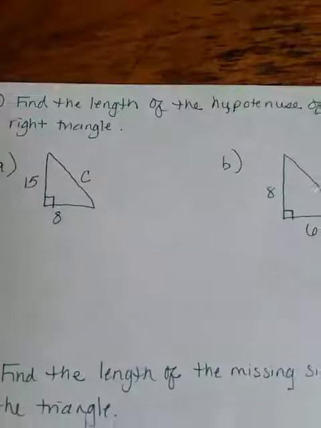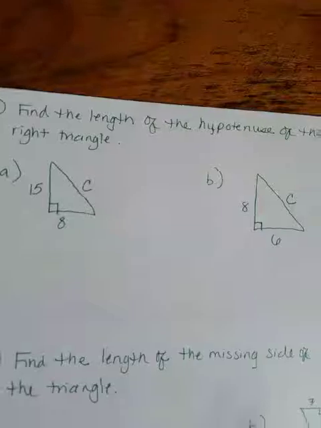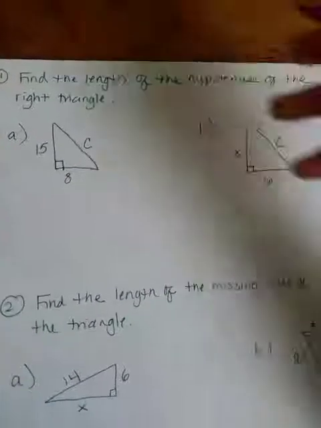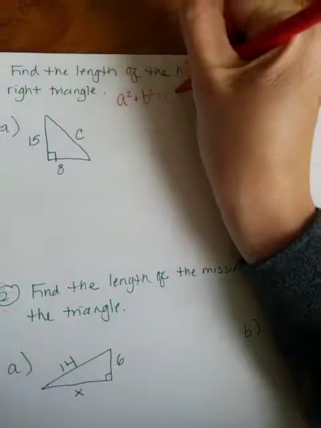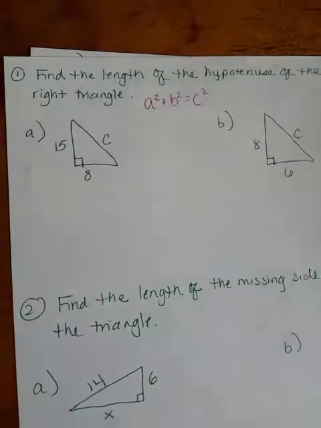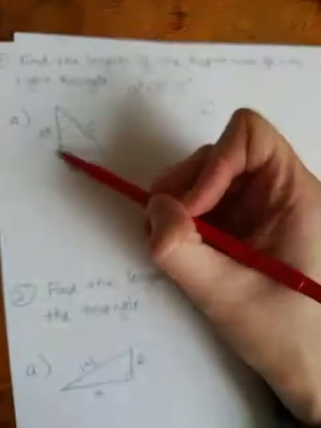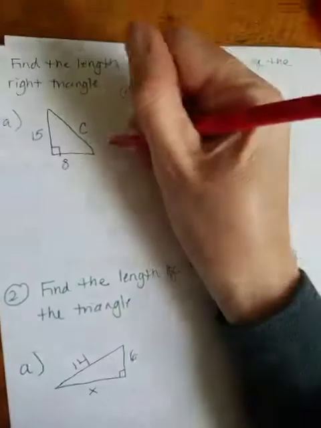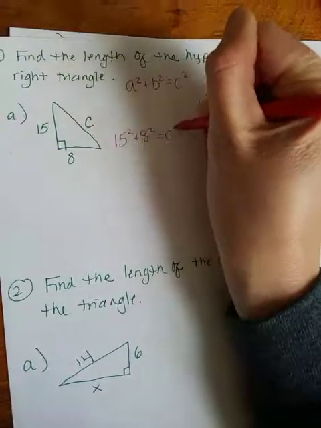Number 1, find the length of the hypotenuse of the right triangle. Remember, our equation is A squared plus B squared equals C squared. My two legs, my A and my B, are 15 and 8. I know that because they're the two legs that make the 90 degree angle, the right angle. So I'm going to have 15 squared plus 8 squared equals C squared.